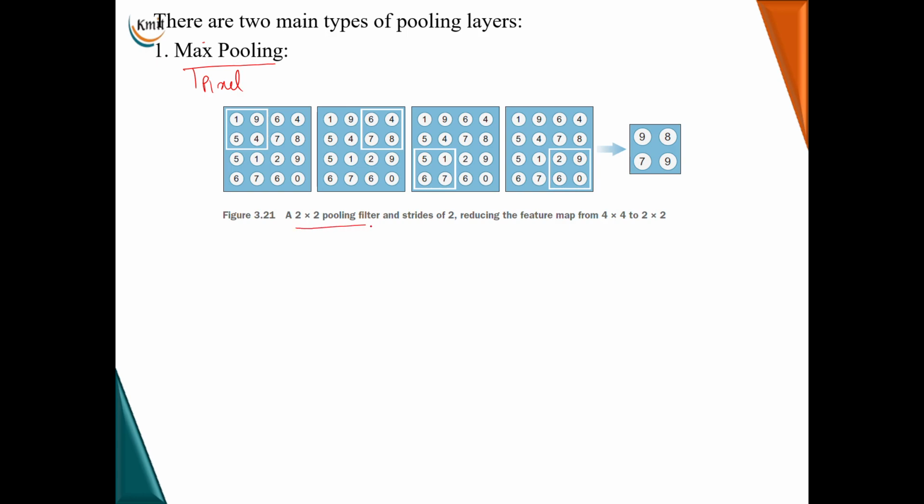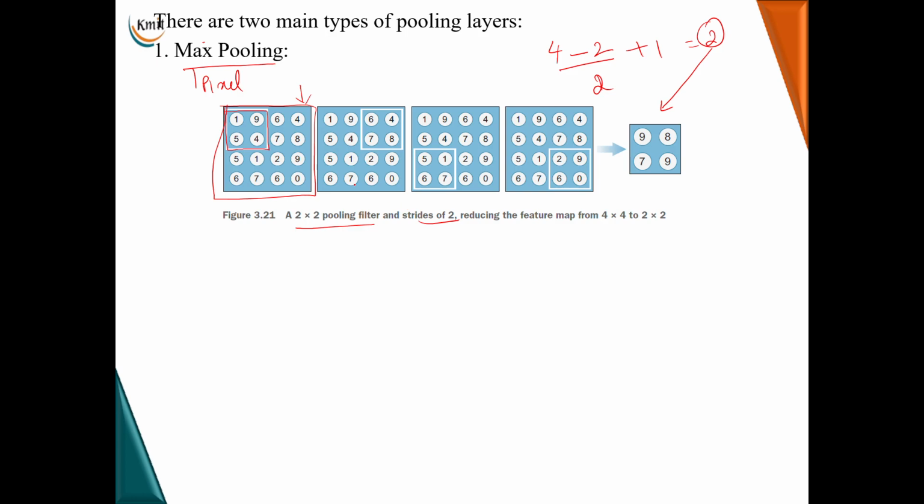Now when I say 2 by 2 pooling filter, this is my original image, and I will place my filter here, and the max of 1, 9, 5, 4 is 9. Using the formula, the original image size is 4 minus pooling filter size 2, divided by stride size, which is mentioned here as 2, plus 1. So this will be equal to 2.